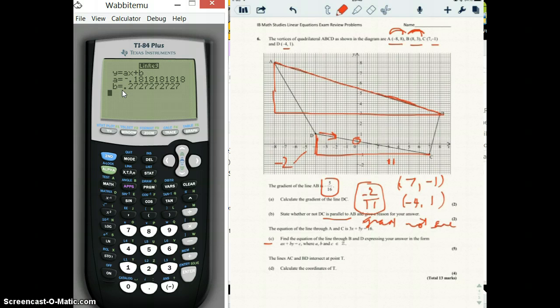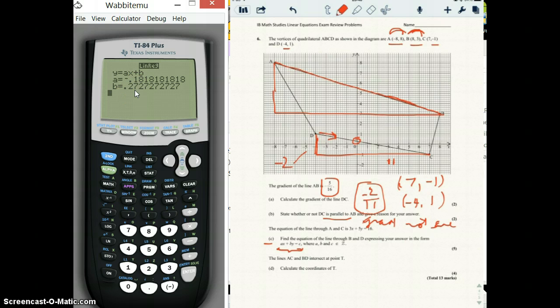Find the equation of the line through BD and express your answer in the form AX plus BY equals C. Now that's kind of different than what we've seen up until now. We've seen AX plus BY plus C equals 0. Now they want you to put the C on the right, okay? But it's just algebra. And what we always start with, look, we already figured out with the calculator, right?